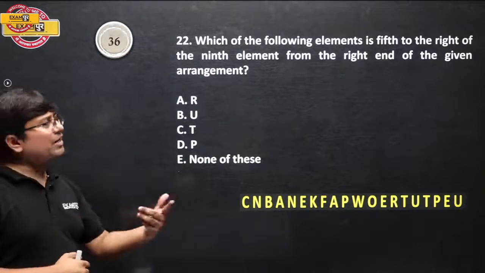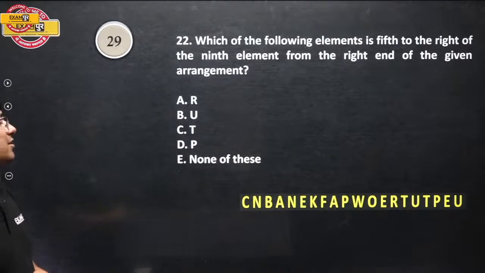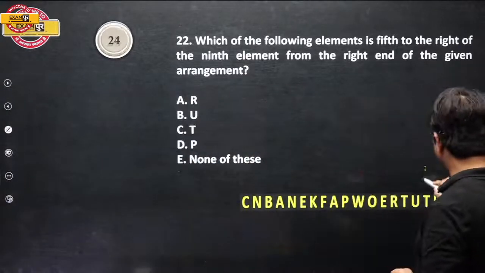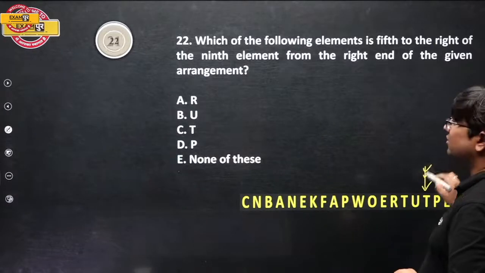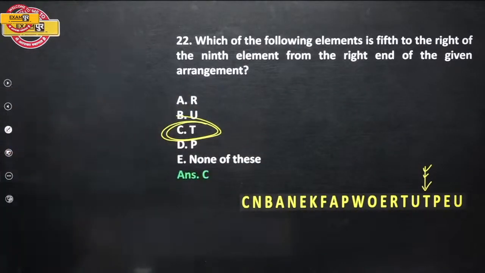See, very easy verbally. Which of the following element is fifth to the right of ninth from the right? Fifth to the right of ninth from the right is effectively fourth from the right. Fourth from the right is T. And that's the right answer. Answer is option number C, that is T. All right, everyone.